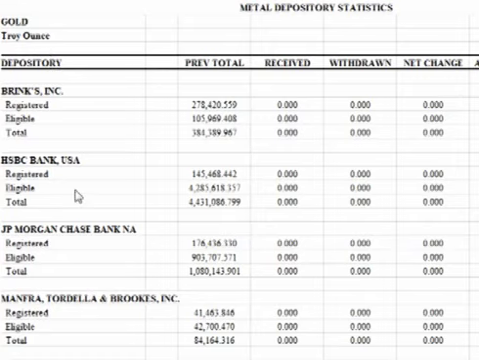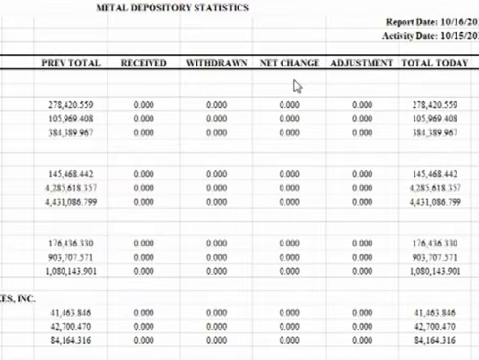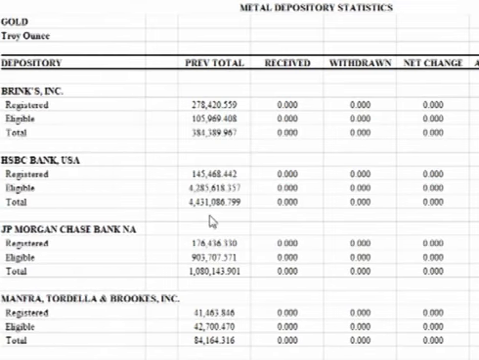In the left column is the list of COMEX approved depositories. The next columns show the previous day's inventory levels, the quantity of metal received into inventory that day, the quantity of metal withdrawn from inventory that day, the net change in inventory levels, inventory adjustments, and finally the total inventory levels for the day. Each depository lists the quantity of metal in each of the two COMEX inventories. Let's go over again the definition of eligible and registered inventories.